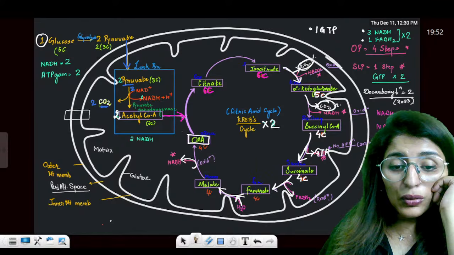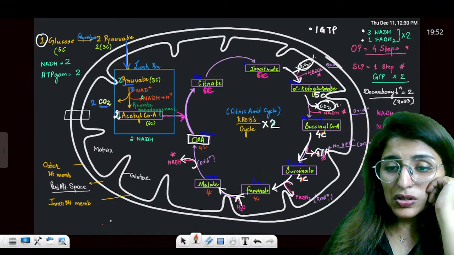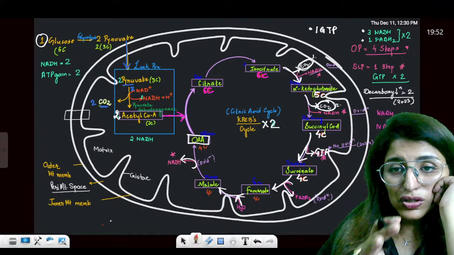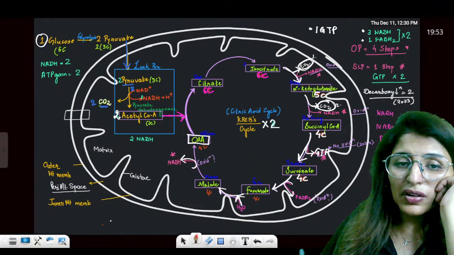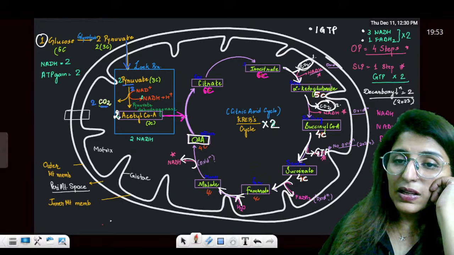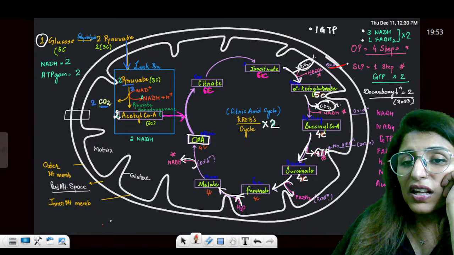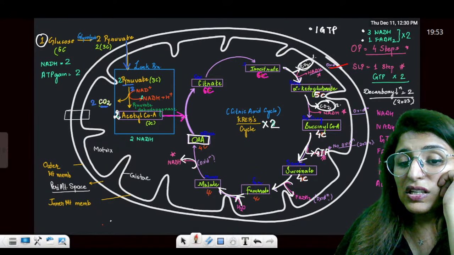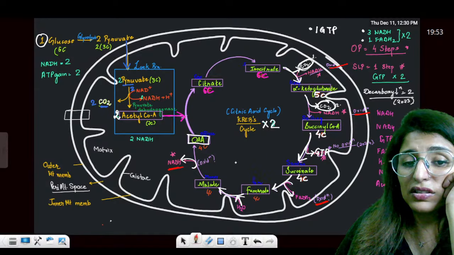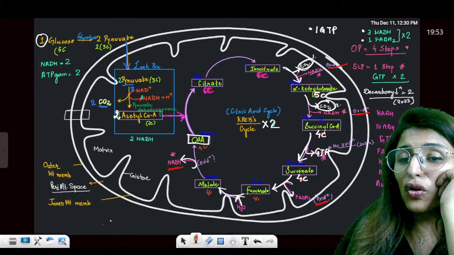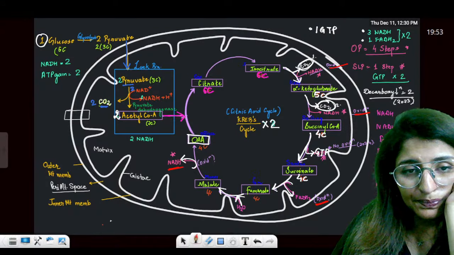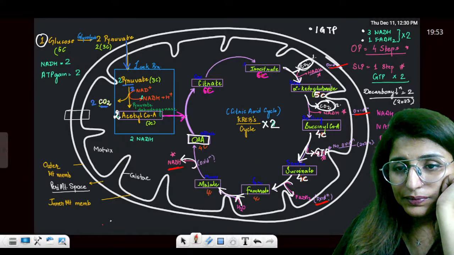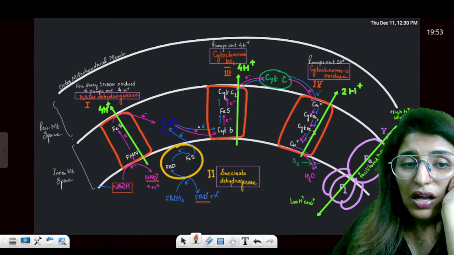Now see, you get a question, this is a previous year question: in which of the following reactions of the Krebs cycle has oxidation taken place? See, every reaction where NADH and FADH2 are being produced is an oxidation reaction. So there are 4 steps where oxidation is taking place. Please let me know that these points are clear. Okay, so this is how you can calculate.